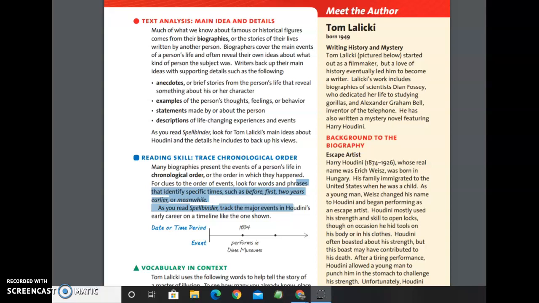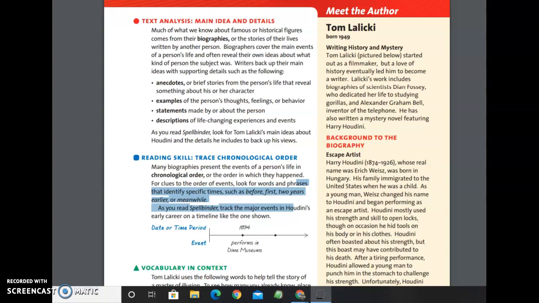And then as a reading skill, we're going to want to trace the chronological order. Now, you just had a lesson on text structure, so you should be very familiar with chronological order. Many biographies present the events of a person's life in chronological order, or the order in which they happened.